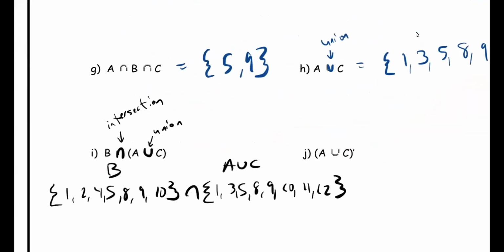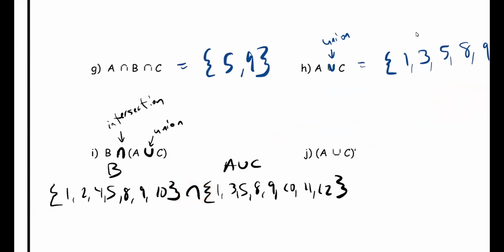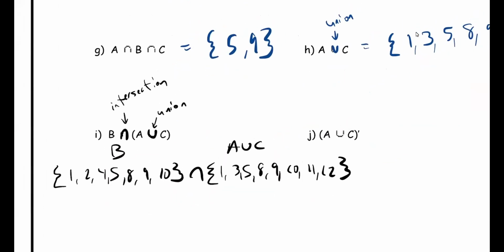All right. And then the intersection, that means you will only want the ones that they have in common. So anybody see anything in common? 1, 5, 8, 9, and 10. Yeah, that looks like those are the ones in common. So that would be our final answer. So our final answer is going to be the set 1, 5, 8, 9, and 10. That is it. All right.